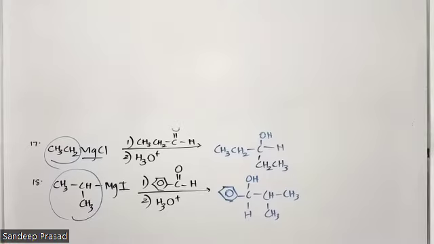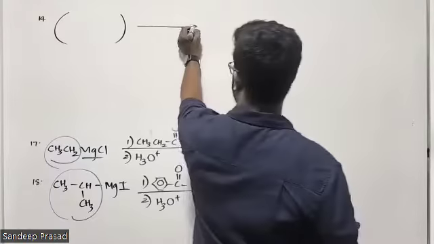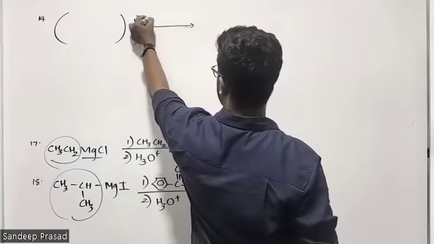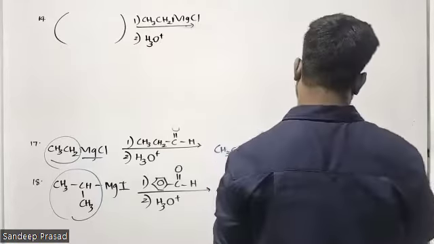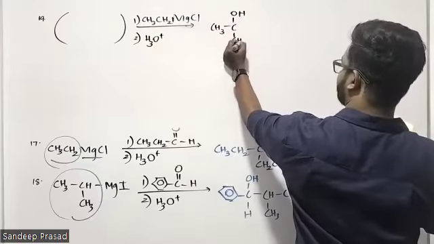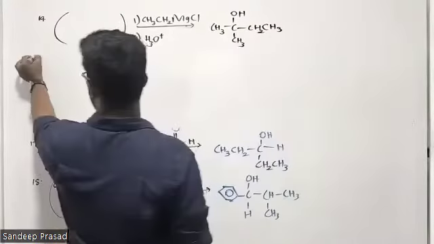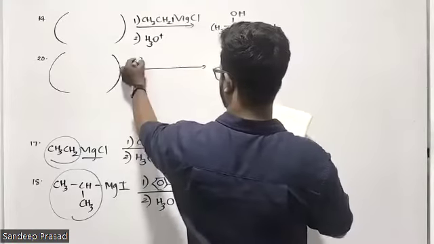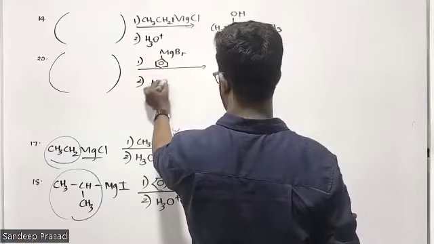Number 19, let's go for the reverse directly. What do you say? Here they have given the final product, alcohol. You have to obtain the aldehyde or ketone that we have to use initially. Number 20. Phenyl magnesium bromide. H3O plus.